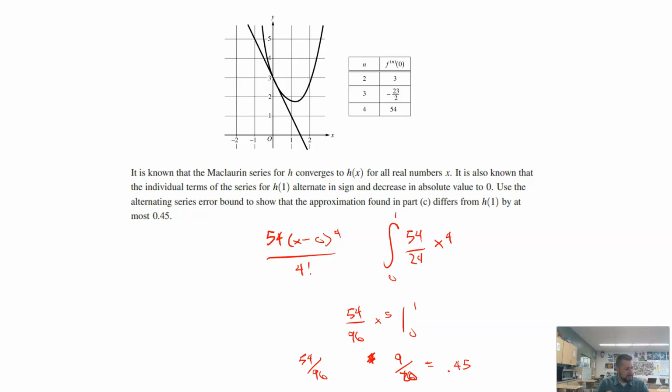What did I do? I see it now. I apologize. This 96 is actually 120 because I needed to multiply by 5, not by 4. So that does equal 9/20. There's the 0.45. Again, I apologize for that.